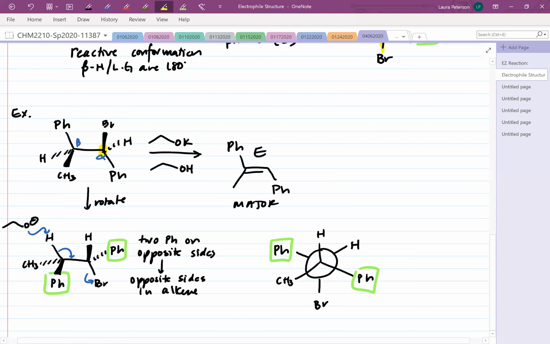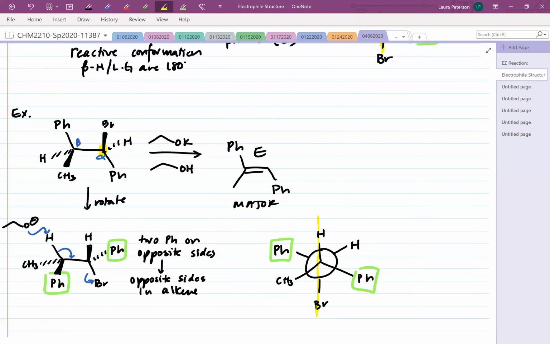If you drew a line that went through your leaving group and your beta hydrogen, you're going to ask, relative to one group on the carbon at the beta position and one group on the carbon at the alpha position, how are they related? So we chose the phenyl groups to do that. We see that they're on opposite sides, so they should end up on opposite sides in our major product, and we'll end up with the E alkene.